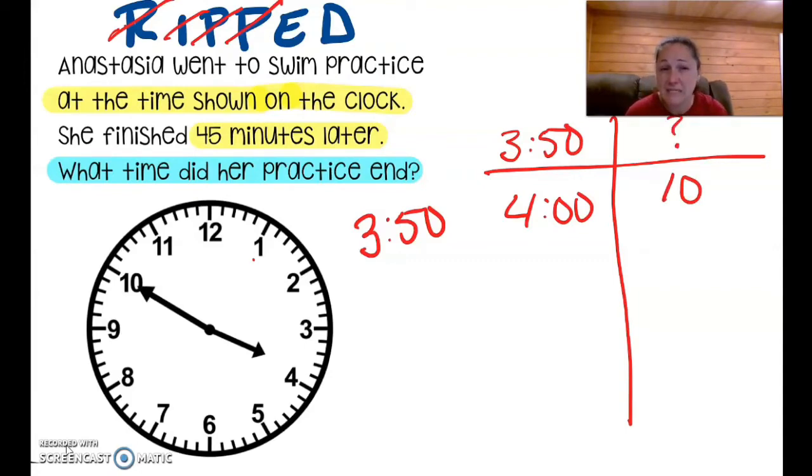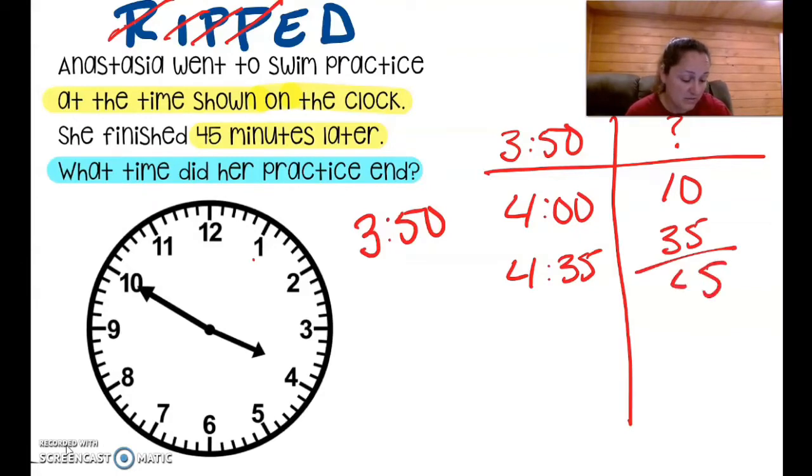So I added 10 minutes. I'm not at 45 yet. So I could say right from there, 45 and I got 10 minutes, I need another 35 minutes. So in doing that, I could go 4:35. And right there, I would say that's 35 minutes. And when I add those two, 5 plus 0 is 5. 1 plus 3 is 4. That gives me 45 minutes, which was how long she was at practice. That checks there. And the time would be 4:35.